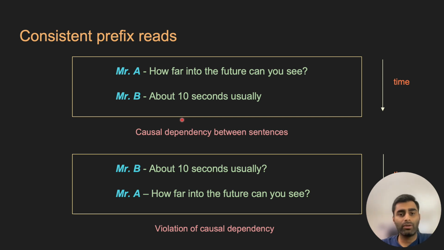Now there's a causal dependency between these two sentences. By causal dependency, it means that the second statement is dependent on the first statement. The second statement won't mean anything until the first question is asked.